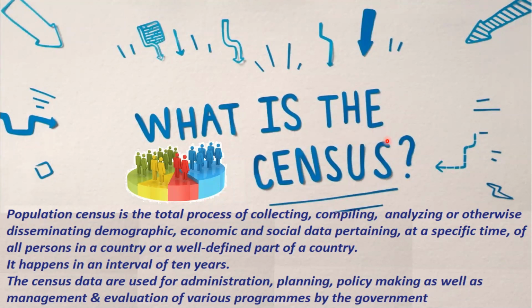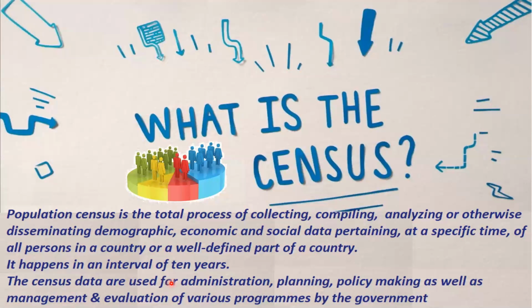What is the census? Population census is the total process of collecting, compiling, analyzing, or otherwise disseminating. What is the meaning of disseminating? That is spreading extensively or expansively. Disseminating demographic, economic, and social data pertaining at a specific time to all persons in a country or a well-defined part of a country. It happens at an interval of 10 years in our country.